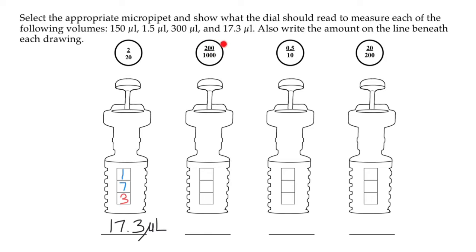It can work between 200 and 1000 microliters. And if we take a look, we cannot use it for measuring 150 microliters, but we can use it for 300 microliters. So what is tricky here? Tricky here is that instead of putting 300 here, what we are going to do is put 0 here and then 30 here.